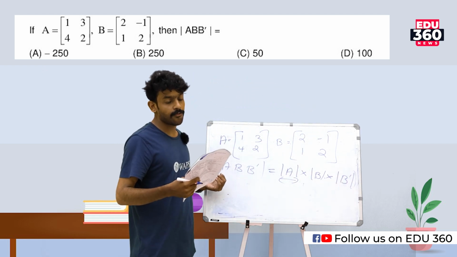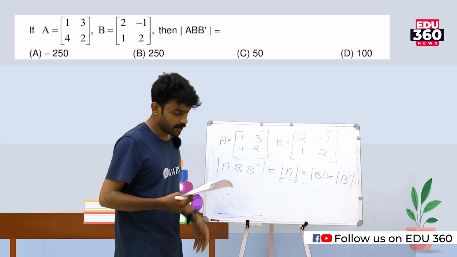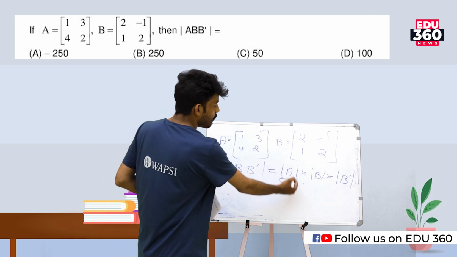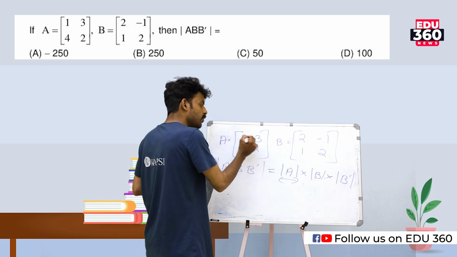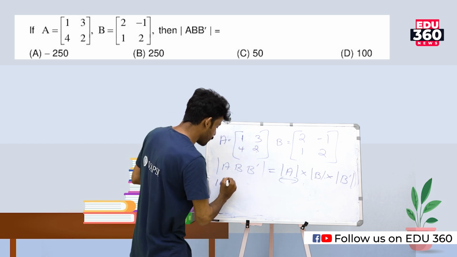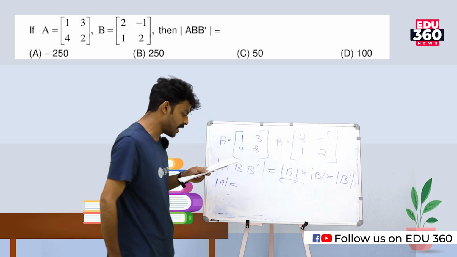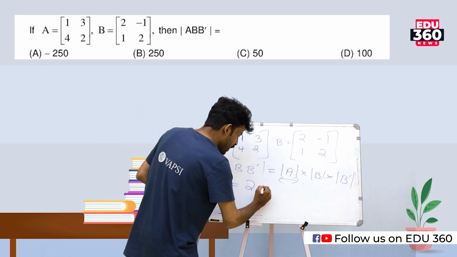So in the question we need to find the determinant of A, B, B dash. Okay. So first of all we can find the determinant A. Determinant A is equal to, yes, 1 into 2, 2 minus 3 into 4. So we can write determinant of A is equal to 2 minus 12.